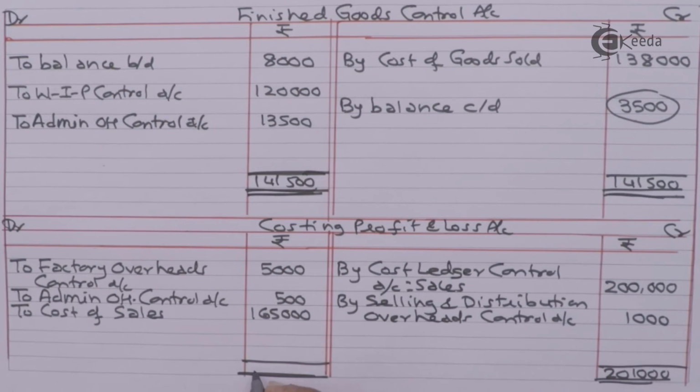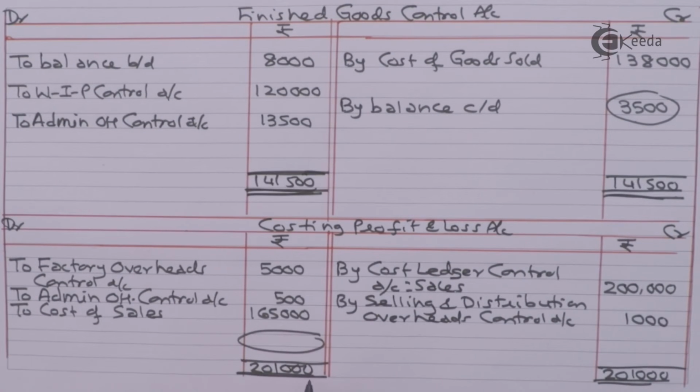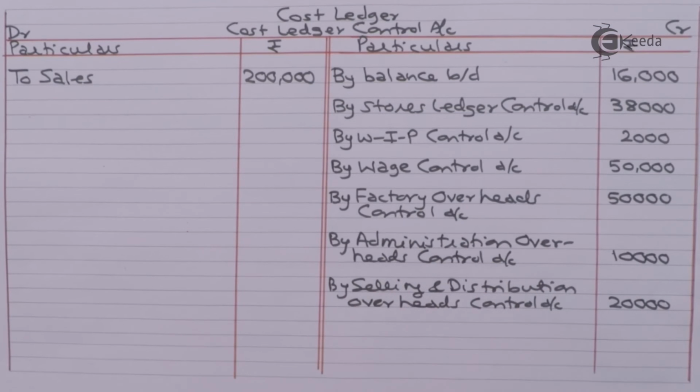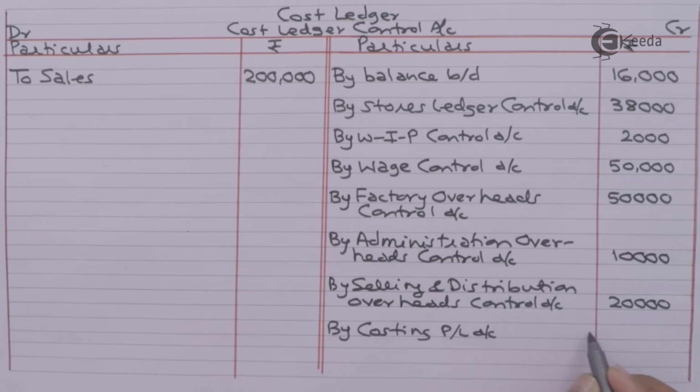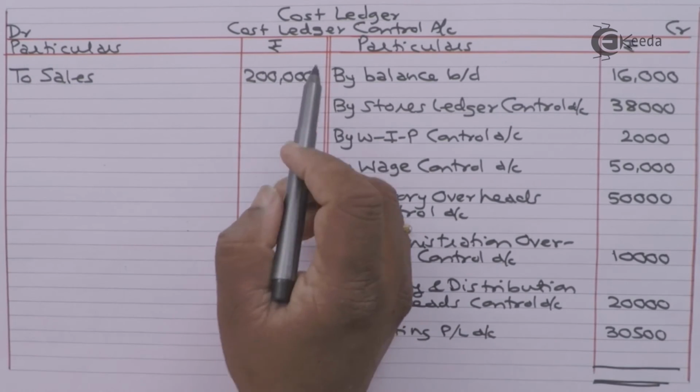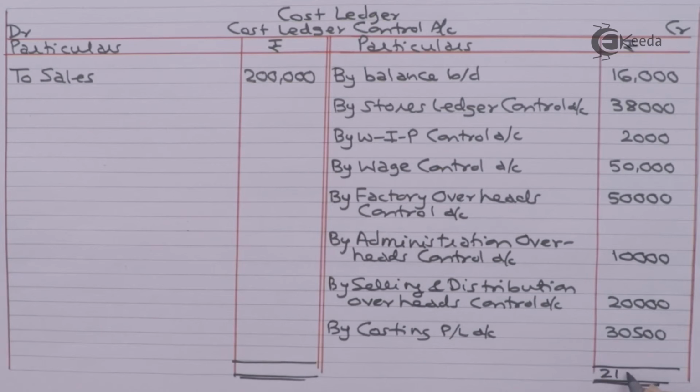Total of credit 2,01,000. Here we are getting balancing figure on debit side, 30,500. This profit will be transferred to cost ledger account. Cost ledger account credit side, by costing profit and loss account 30,500. We can close now cost ledger control account.